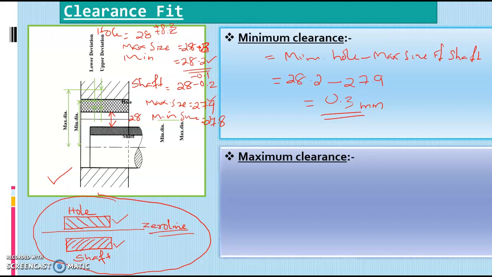Similarly, the maximum clearance can be defined as the maximum size of hole minus minimum size of shaft. So the maximum size of hole is given as 28.3 and the minimum size of shaft is given as 27.8 and the difference is 0.5 mm.